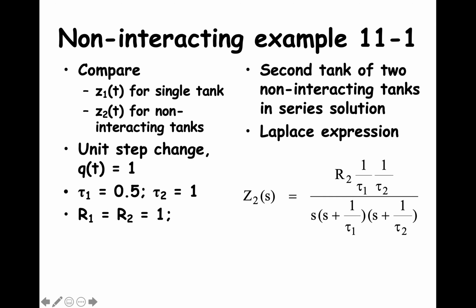We need to find the transfer function for Z2 over Q. We can go directly to the appropriate equation on page 11.2 of the course packet for Z over Q, which is 1 over tau 1 S plus 1 times R2 over tau 2 S plus 1. We are given that Q is a positive unit step change, so Q of S equals 1 over S. For this problem, it is useful to write the transfer function in the 1 over tau form so that we can find the inverse directly in the Laplace transform table.